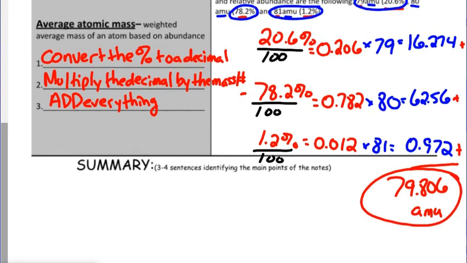Again, I want to point out that you know you've gotten to the right final answer because your original masses were in the range of 79 to 81. If you take the average of a bunch of numbers between 79 and 81, you shouldn't get a number that falls outside of that range. And the largest percentage of isotopes, 78.2%, had a mass of 80. So the overall average mass should be really close to the largest contributing percentage, and 79.8 is really close to the 80 mass number from that isotope.